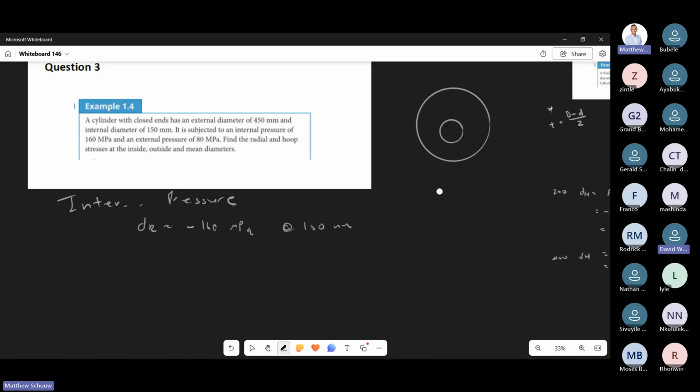It's fine. Okay. So inside here, you've got an internal pressure. Some fluid is acting here. This is 160. On the outside, something else is happening here. Let's say it's submerged in something else, and that's providing another pressure. And that pressure is going to be 80 MPa. So that's P out, P in.